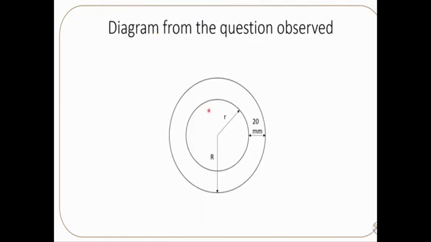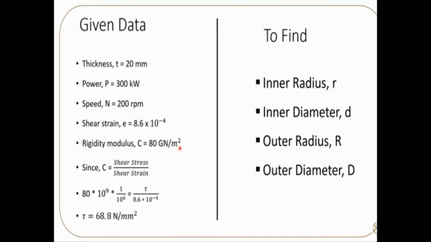First of all, observe the diagram. What are the data inside the problem? We have to observe and draw the diagram. Small r is the inner radius, capital R is the outer radius, with 20 mm thickness. That is the 2D cross section diagram for the hollow shaft.